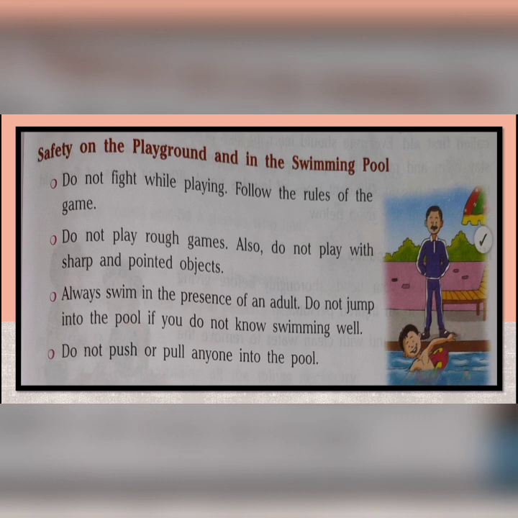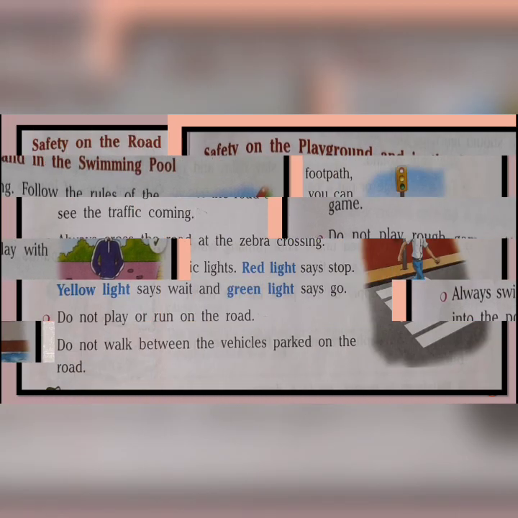While being on the playground or in the swimming pool, the safety rules we should follow are: do not fight while playing, follow the rules of the game, and do not play rough games. Also, do not play with sharp and pointed objects. Always swim in the presence of an adult. Do not jump into the pool if you do not know swimming well. And also, do not push or pull anyone into the pool. So these are the safety rules.